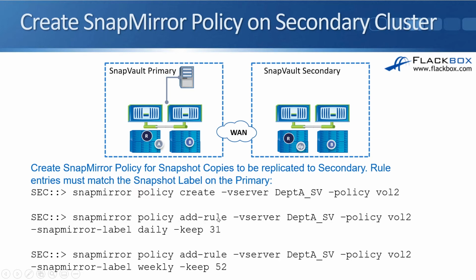It's with the rules that you add to the policy that you specify the snapshots that are going to be pulled across and how many of them you're going to keep. So in here, I've said that it's for vServer department ASV, and the policy is vol2, the policy I just created. And then I say SnapMirror label daily, keep 31. So on the source side, when it takes daily snapshots, it's going to put that SnapMirror label of daily on there because we configured that on the source side. On the destination side, it's going to look for snapshots that have got that label of daily. It's going to find them, and whenever it finds any new ones, it will pull that across, and it's going to keep the last 31.